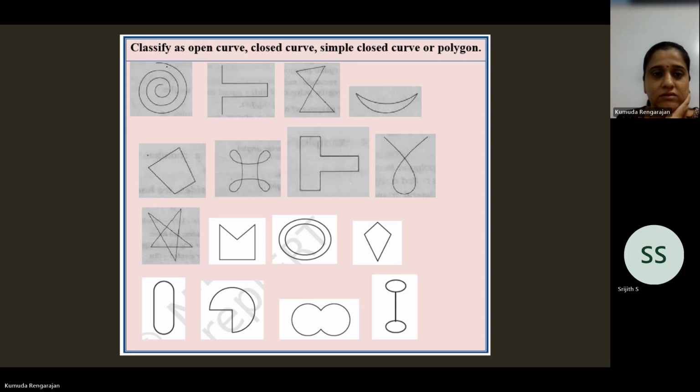Now identify as open curve, closed curve, simple closed curve, or polygon. Now all of you have completed this, no? You have these figures in your notebook, right? Do it in your book. Use a pencil and name them. Against every figure, just mention open, closed, or simple closed curve or polygon appropriately. The order might change, it's okay. Look into your notebook and mark it. We'll discuss.